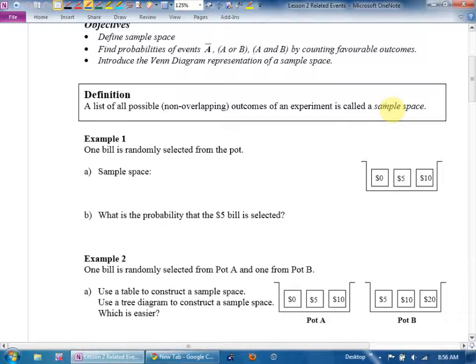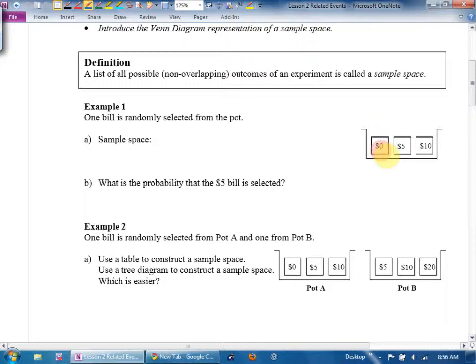One bill, example 1. One bill is randomly selected from this pot. What's the sample space? Traditionally, we use a capital letter S for sample space, equals. And traditionally, because it's a set, we use the fancy curvy set brackets. I won't take marks off if you don't, but I'll be proper. And the sample space here would be 0, 5, and 10. And what is the probability that a $5 bill is selected? I don't think we need to do a tree for this one. We can do it intuitively. What is the probability that a $5 bill is selected? 1 out of 3.